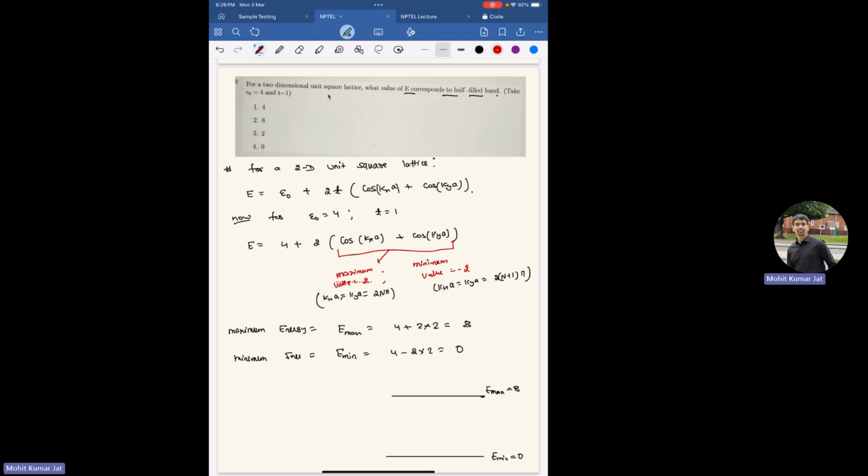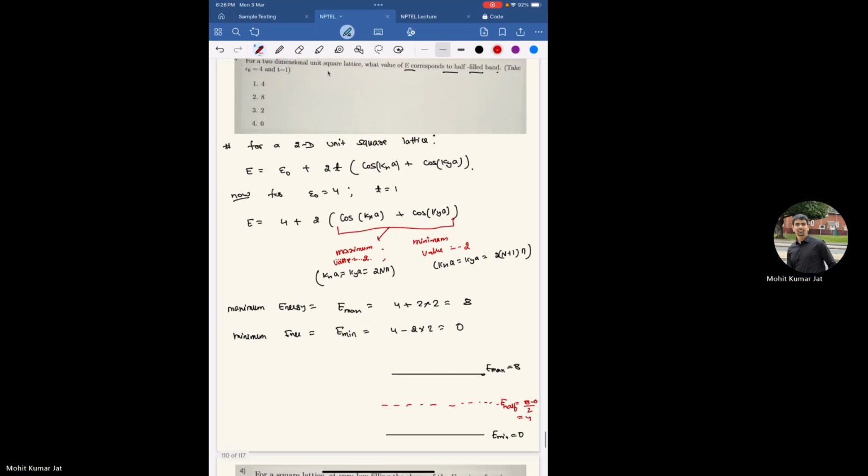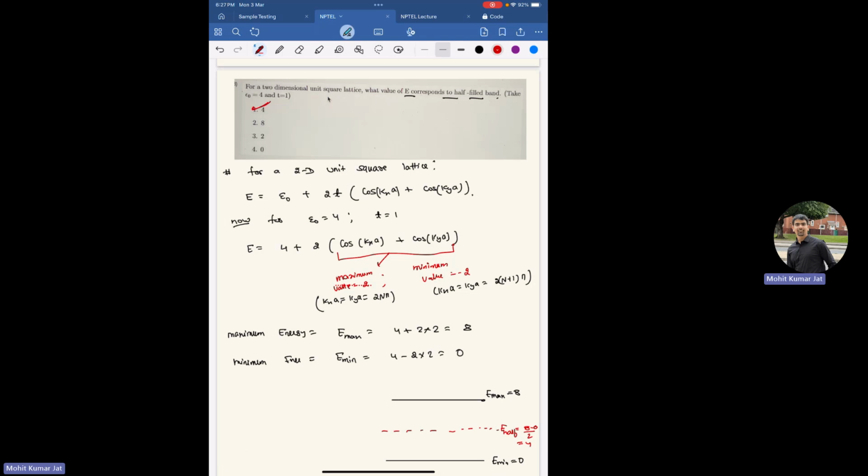At half filled, the point at which the energy is half filled will be what? 8 plus 0, or 8 minus 0, divided by 2, that will be 4. So the correct answer here is 4.